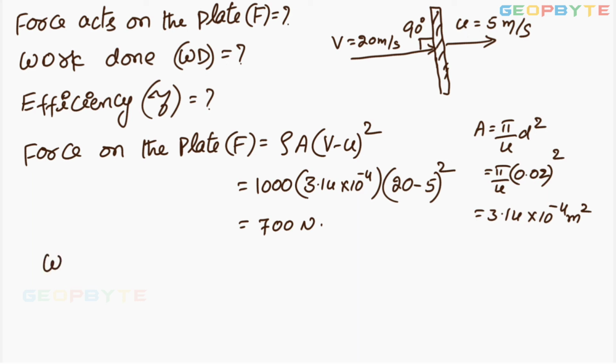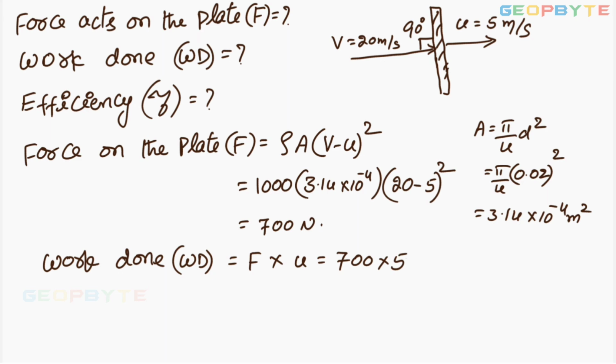Second part, work done. Work done equal to force multiplied by blade speed. 700 multiplied by 5 equal to 3500 joules or newton meter.